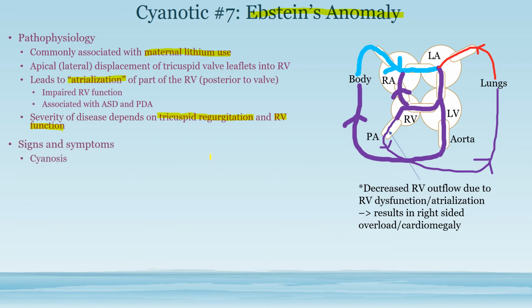So some signs and symptoms over here. We have cyanosis, which we discussed before, because the blood is shunting from the left to the right and from the right to the left and mixing. As where you get cyanotic blood, and that goes to systemic circulation to the body. Also notice you get decreased right ventricular outflow due to right ventricular dysfunction and atrialization.